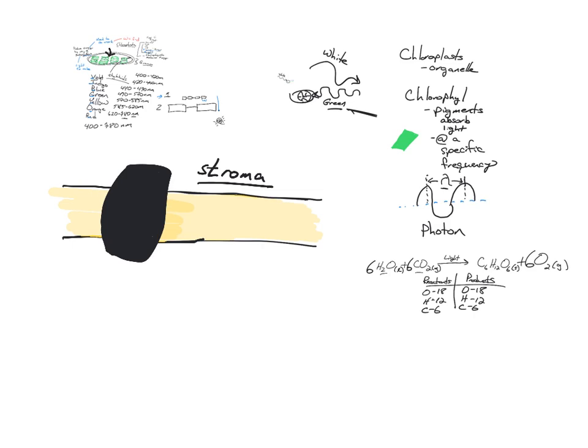And then inside the thylakoid itself is something called the lumen. The thylakoid lumen. All right, so this is important because this is outside and inside. This is 2 sides. So what can we have if we have 2 sides? What can we have?